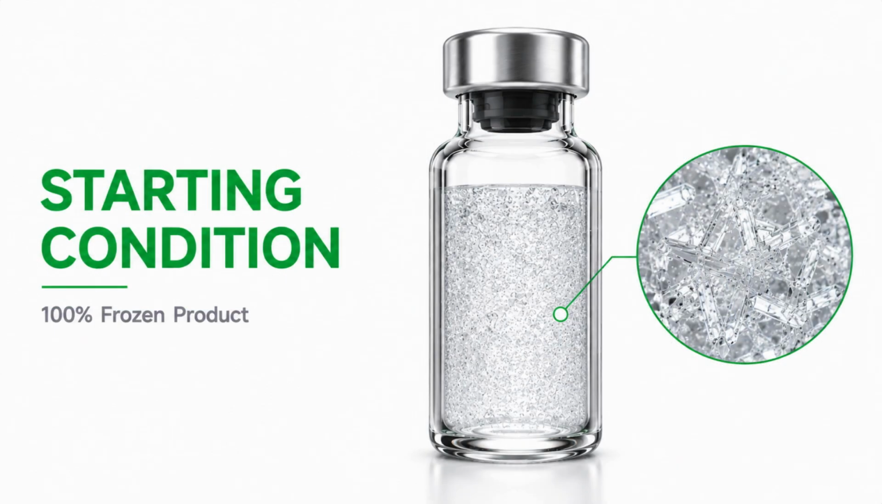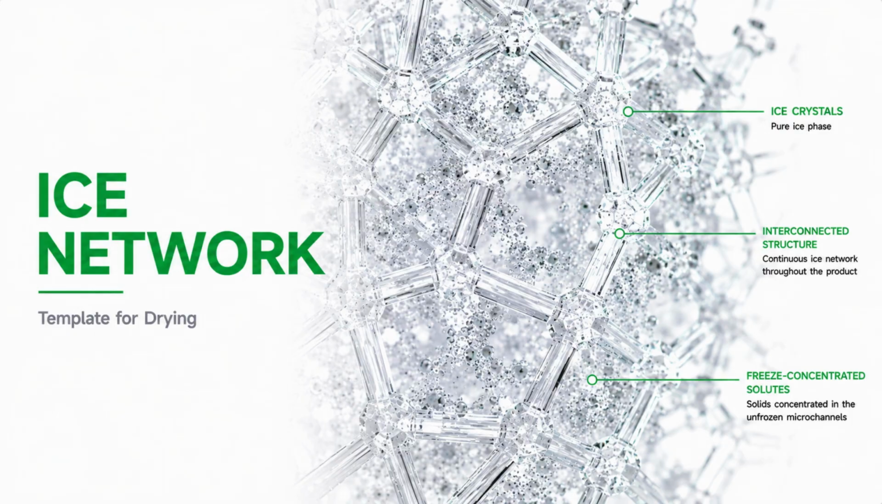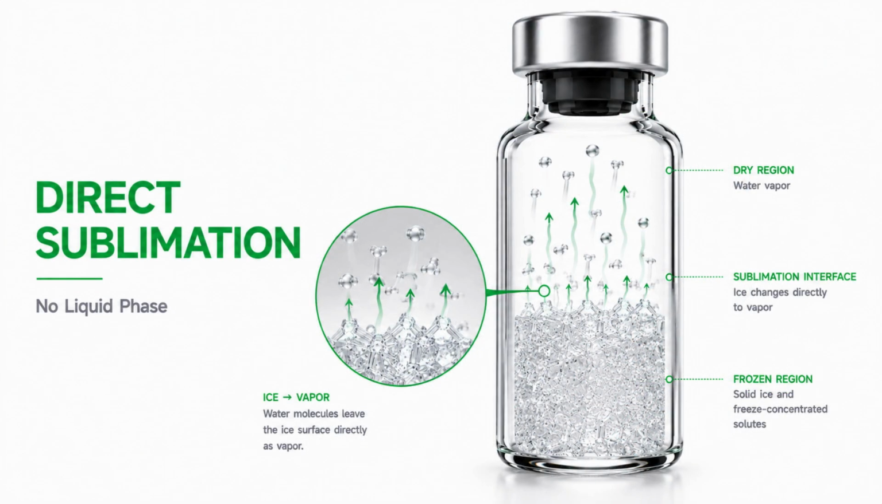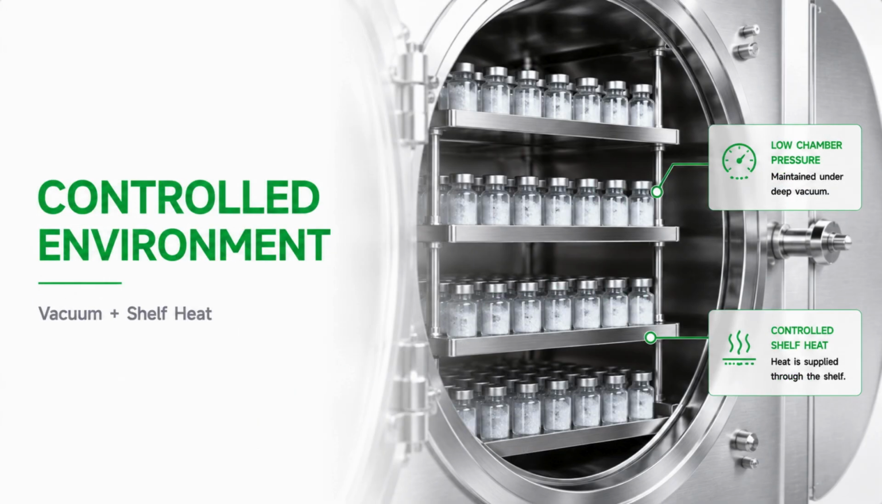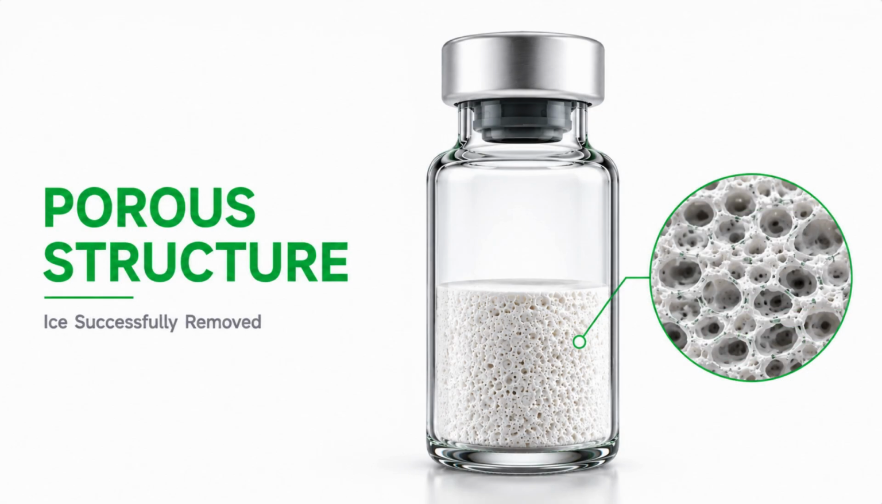Primary drying begins with a product that is completely frozen. The interconnected ice crystal network formed during freezing establishes the structure that will remain after drying. As energy is supplied, the ice is removed by direct sublimation, changing from solid to water vapor without passing through the liquid phase. Inside the freeze dryer, carefully controlled shelf heating and low chamber pressure maintain the conditions required for this transformation. As the ice disappears, it leaves behind a porous structure that preserves the original shape of the product and prepares it for successful reconstitution.